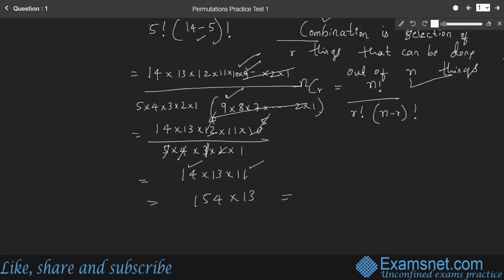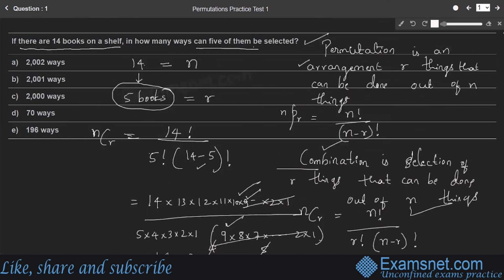So multiply these numbers. So 14 into 11 is 154, into 13. 13 into 4 is 52, 13 into 5 is 65, 70. Then 13 into 1 is 13, plus 7, 20. So 2002 is the right answer. So 5 books can be selected in 2002 ways, right? Therefore, option A is the right answer.